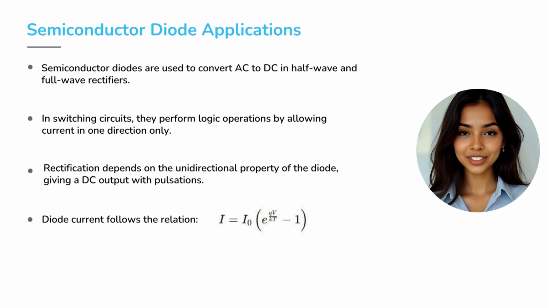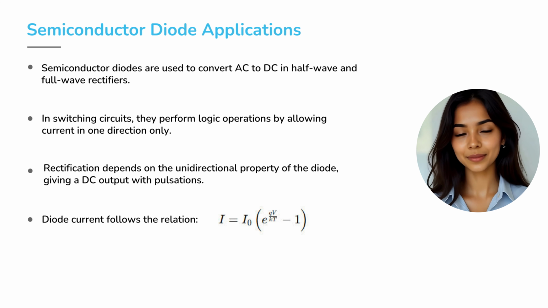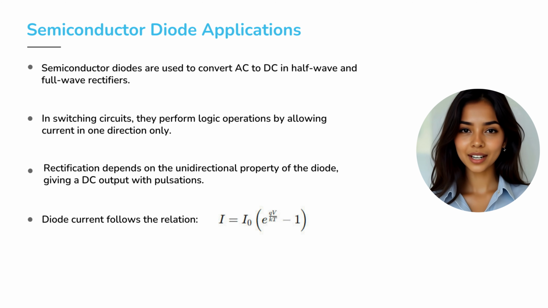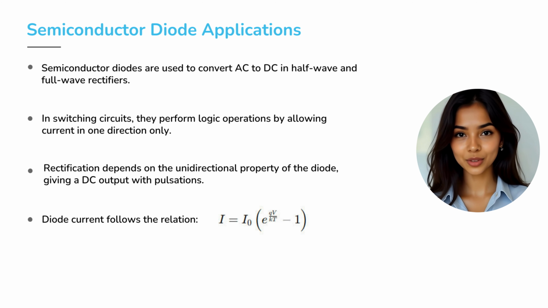So how do we put this teeny tiny one-way traffic controller to work in real life? Let's talk applications. The star role of a semiconductor diode is in converting alternating current, or AC, into direct current, DC. This is done using diodes in rectifier circuits. In a half-wave rectifier, one diode allows only one half of the AC cycle to pass through. In full-wave rectifiers, more diodes are used to pass both halves constructively.